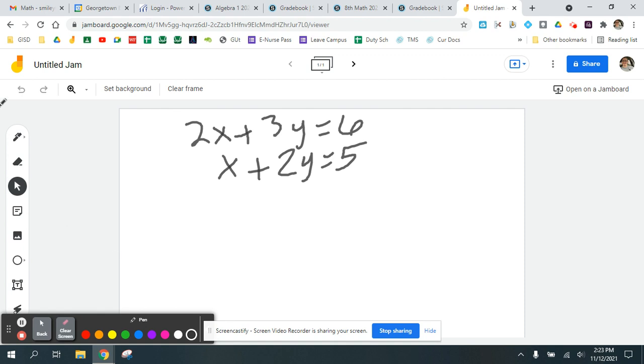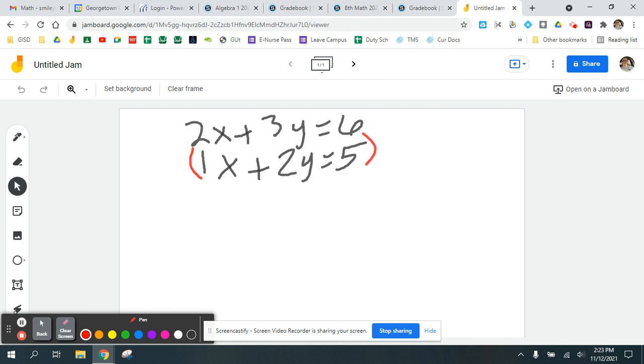When we did elimination with addition and subtraction, you at least had a coefficient in front of your variable that was the same, but now we don't. We have a 2, a 1, a 3, and a 2. What we want to look at is how I can make these the same number so that they could cancel out. And in order to do that, we're going to multiply.